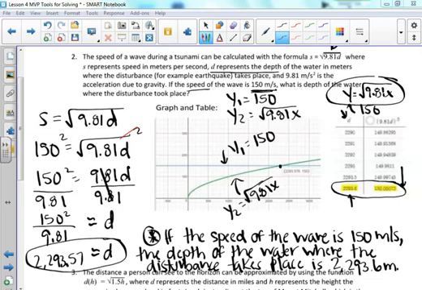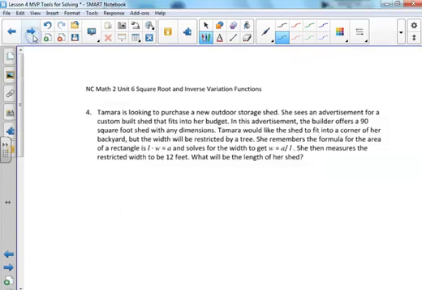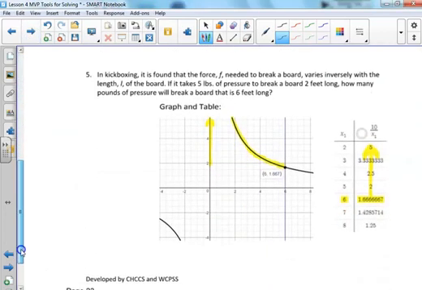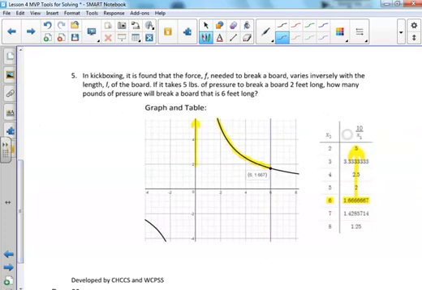Okay, so let's look at another question. Let's look at number 5. Number 5 is a little different. In number 5, we're not given the equation and we have to come up with the equation. So let's first make sure we can understand the question.